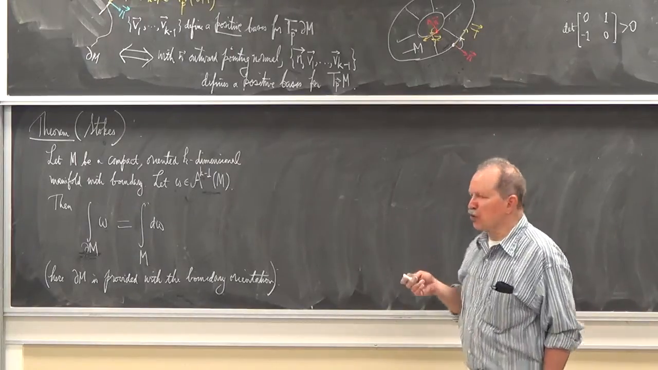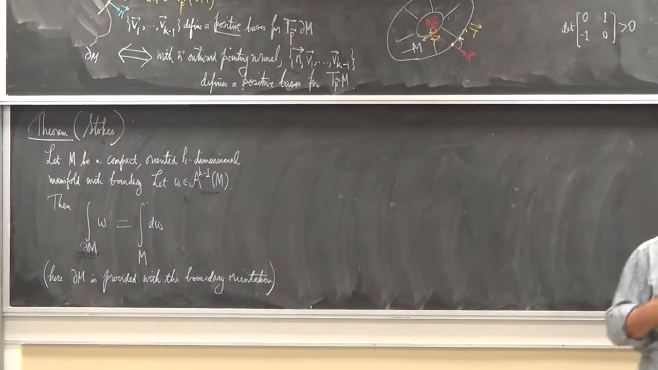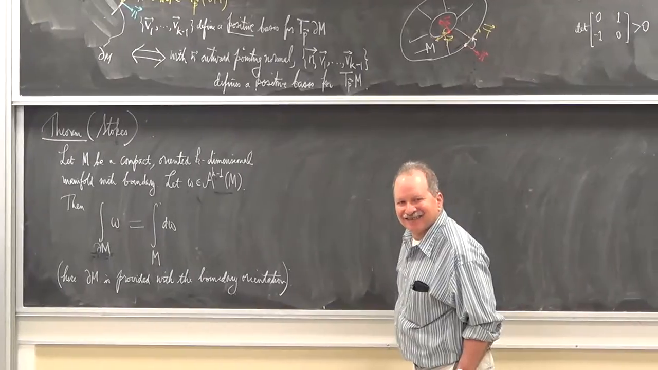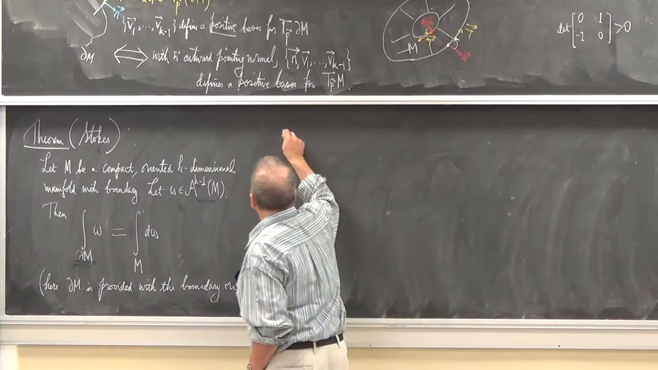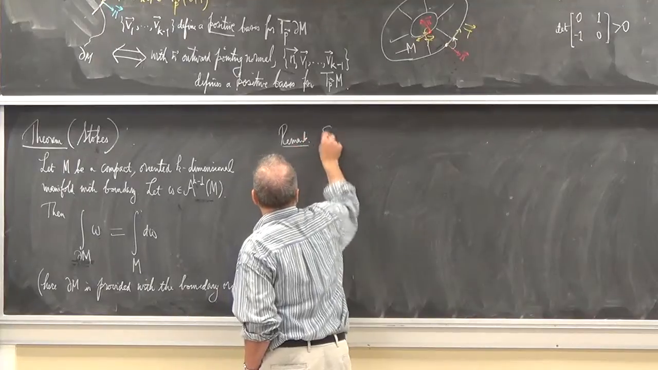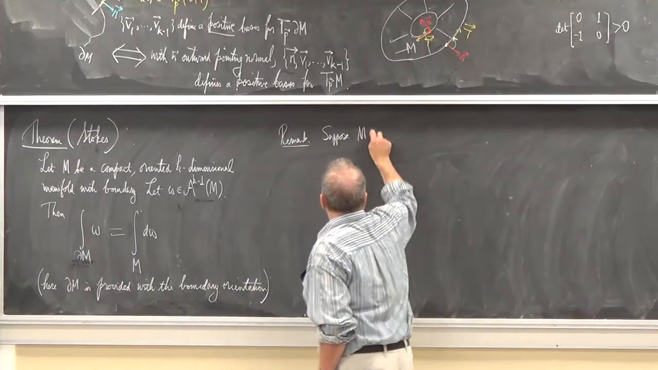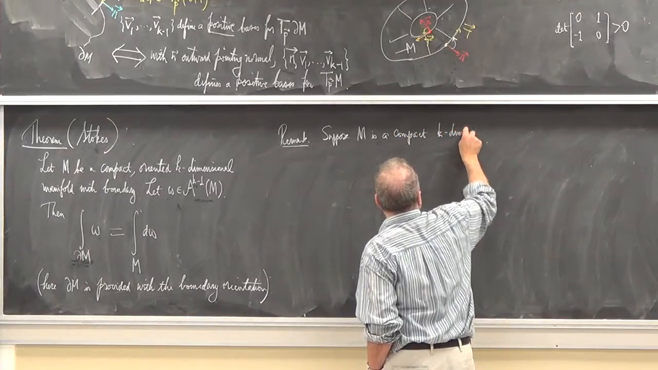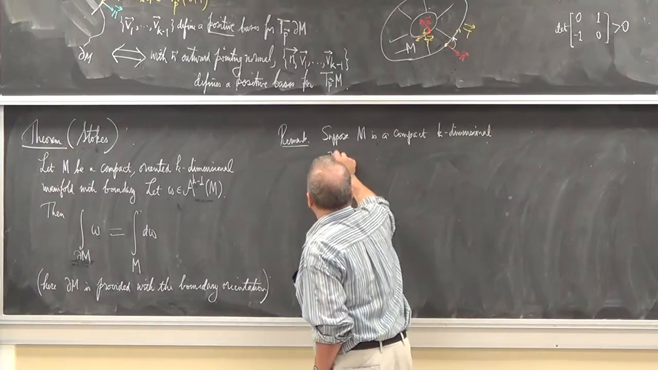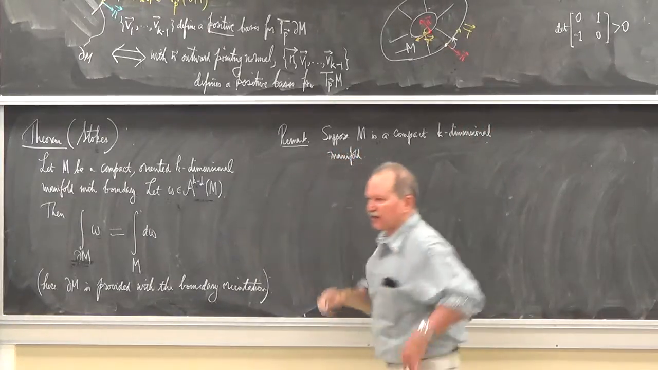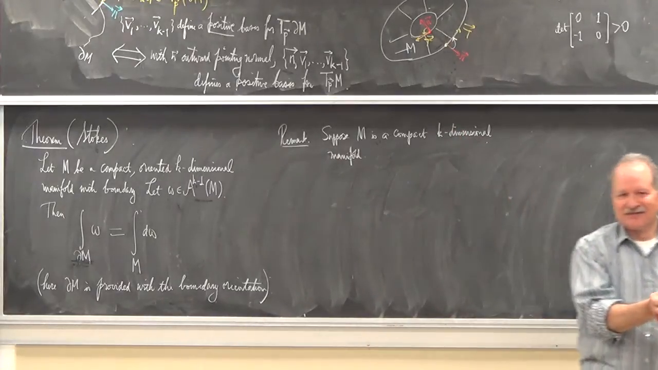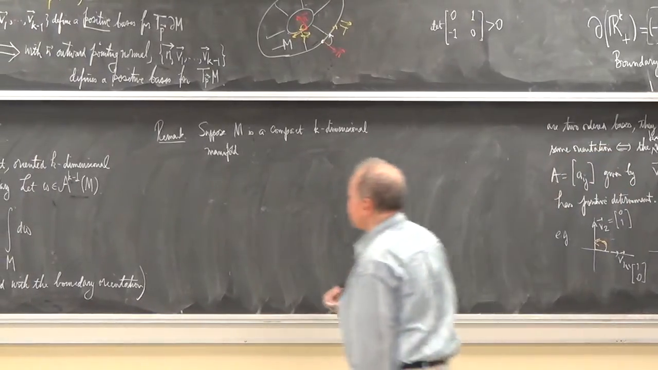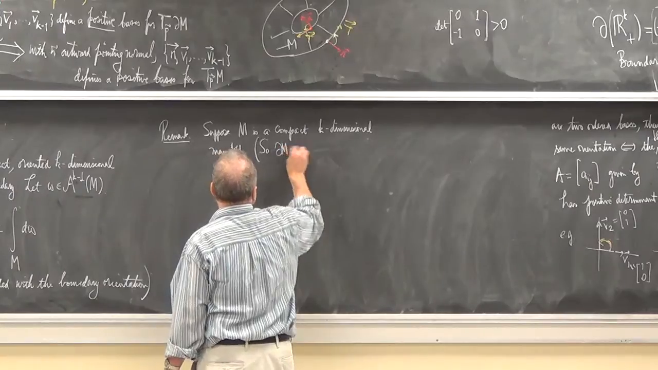So, suppose M were not a manifold with boundary, but a manifold by itself that was compact. Suppose M by itself is a compact k-dimensional manifold. So what do I mean by that? Like a closed surface, a sphere. Right, that's exactly right, Ken. Like a sphere. So what's the boundary of such a thing? There is no boundary. So boundary M is the empty set.